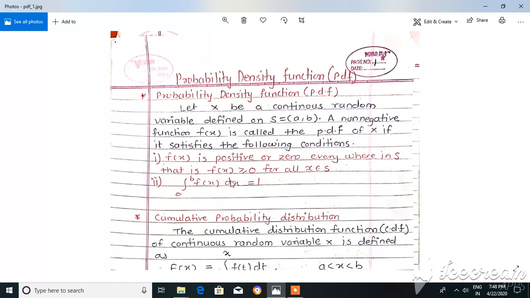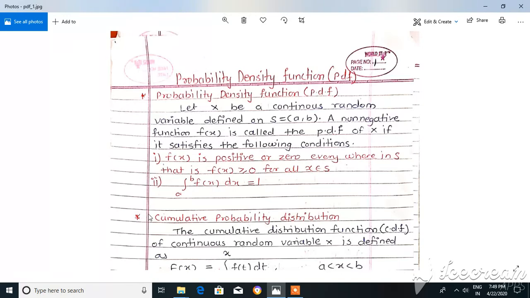As I told you, summation is used for a discrete random variable and integration is used for a continuous random variable. So this is the definition of the probability density function. The given distribution is a probability density function if it satisfies these two conditions.